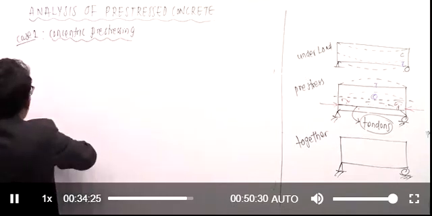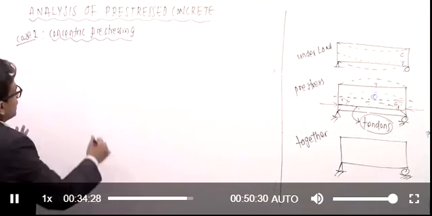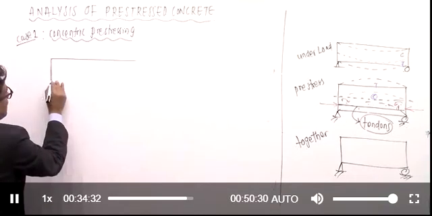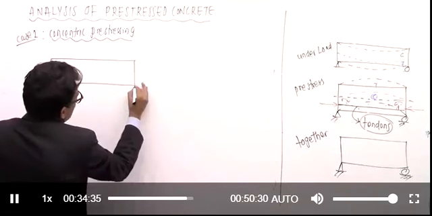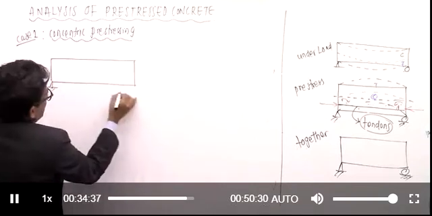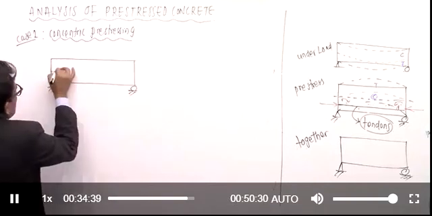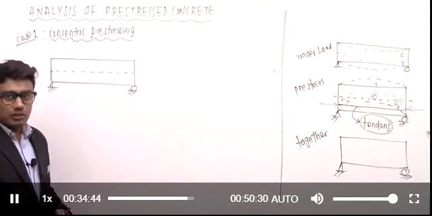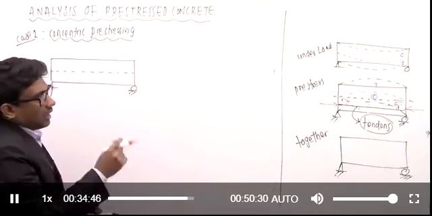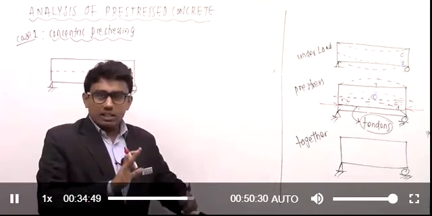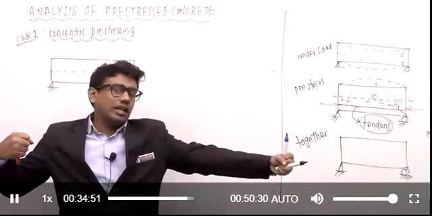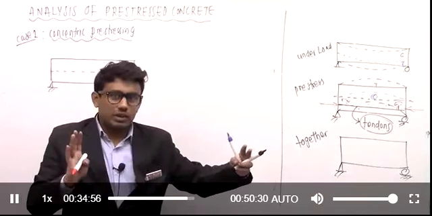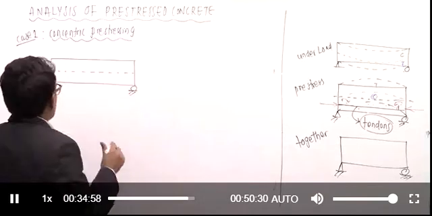So what is the meaning of concentric pre-stressing? Suppose I have considered a beam here, a simply supported beam, and this is the neutral axis. We have to place the tendons for giving the compressive stresses, right? We will be applying tensile forces in it. After cutting the reinforcement, it is going to give the compressive stresses to the concrete, right? That's the concept.